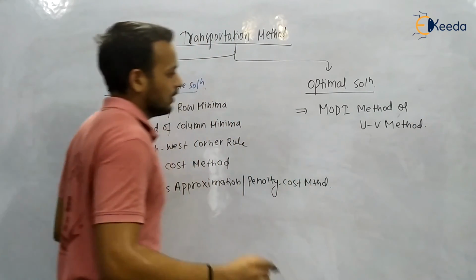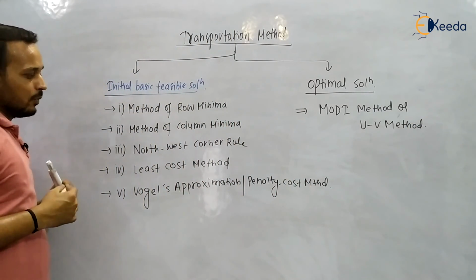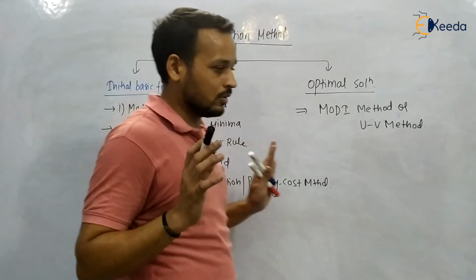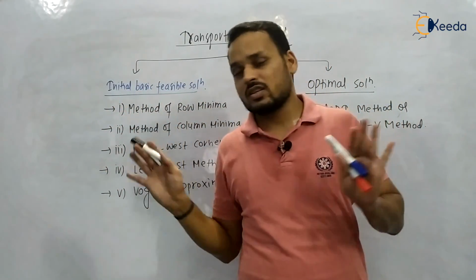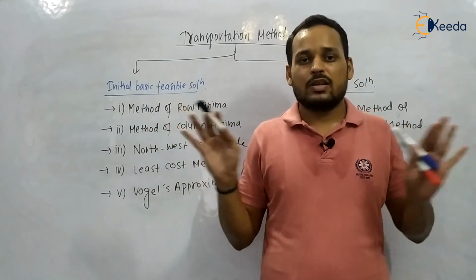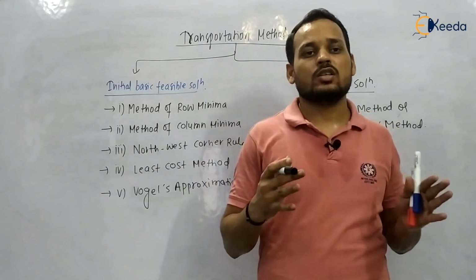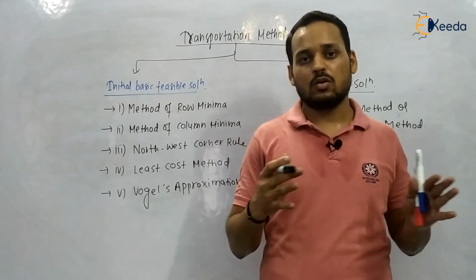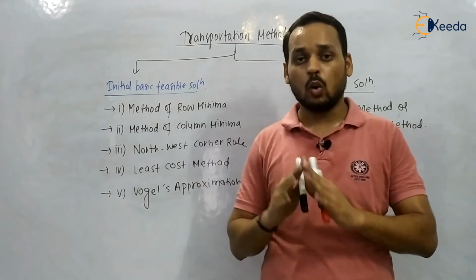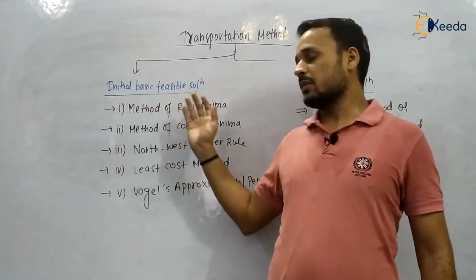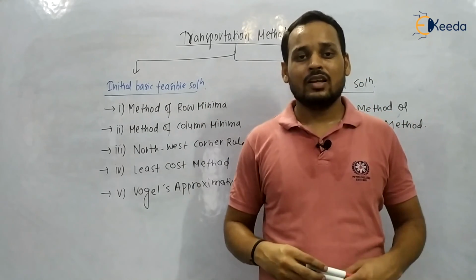These are the basic classifications, and in the upcoming lectures we will see each of the methods in detail. This is the basic introduction: how to find the cost, what is a balanced transportation problem, what is an unbalanced transportation problem, what is a cost matrix. Everything has been told. These were the basic methods, and we will see them in detail in the upcoming lectures.